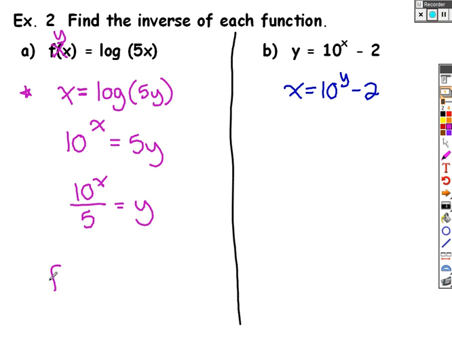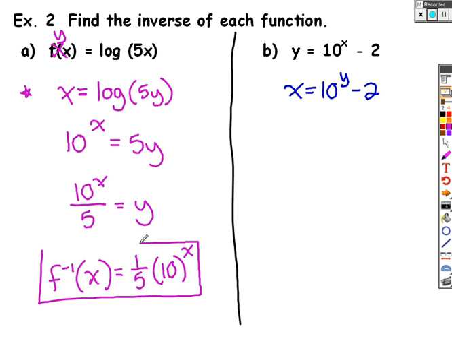I could write that using the inverse notation. And if I wanted to leave it as 10 to the x over 5, you could, or feel free to also write it as 1/5 times 10 to the x power. So this is the inverse of the function f of x equals log base 10 of 5x.